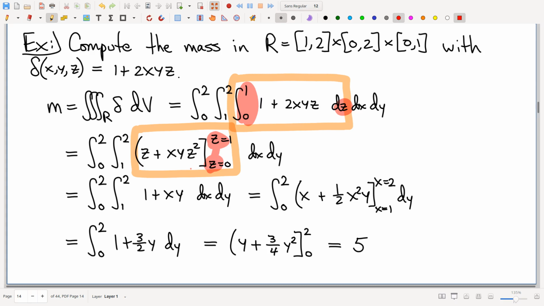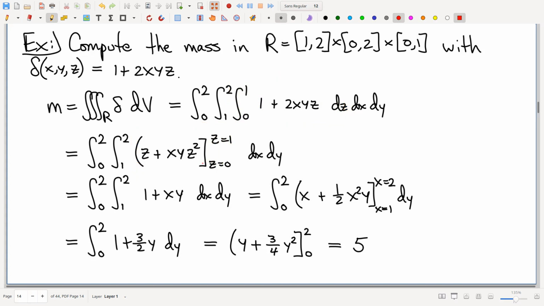Yes? How come there's a soft bracket in the front and a hard bracket? Oh, yeah, that's just kind of aesthetics, really. The square bracket means you're going to take these values and plug them in and subtract. That's just, again, a nice little shorthand. And I just put this here to separate it from the x integral. That's all. Yeah, it doesn't mean anything.